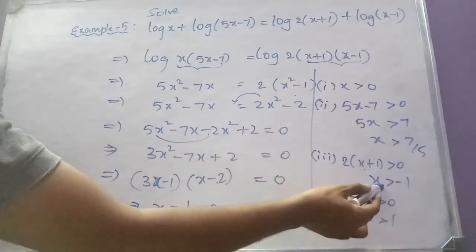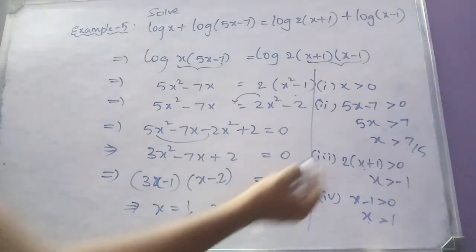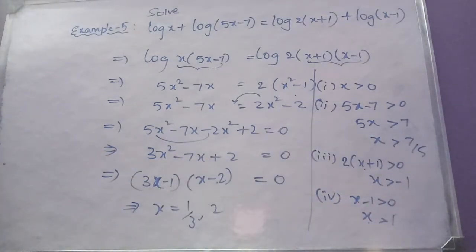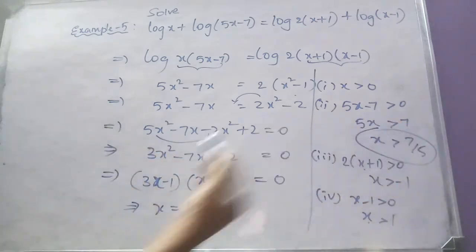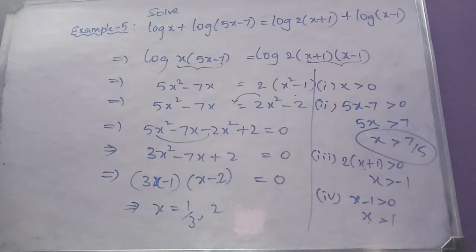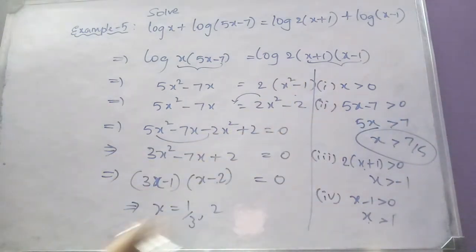x is greater than 0, x is greater than minus 1, x is greater than 1, x is greater than 7 by 5. So among these, x is greater than 7 by 5 is enough. This represents all these conditions. x is greater than 7 by 5. That means x is greater than 1.4. Your solution must be greater than 1.4.